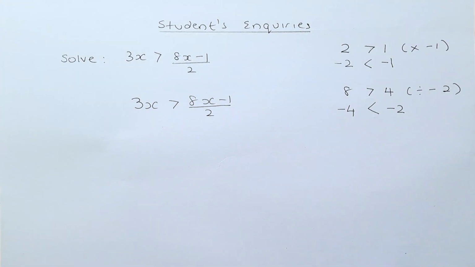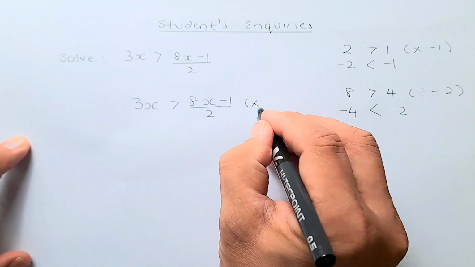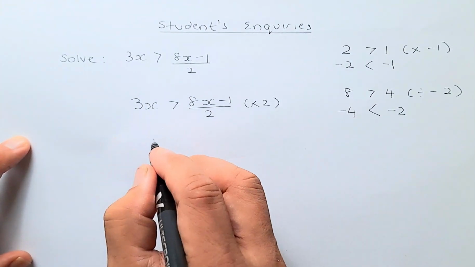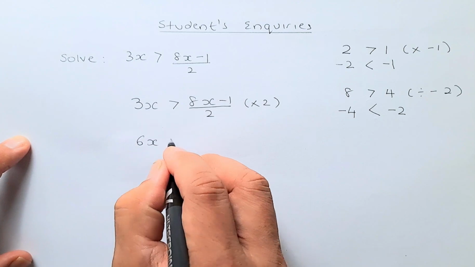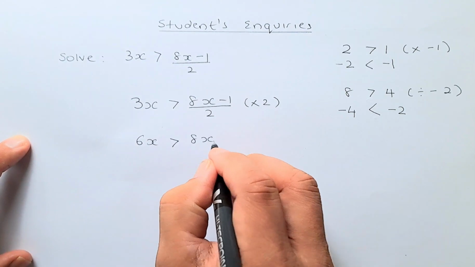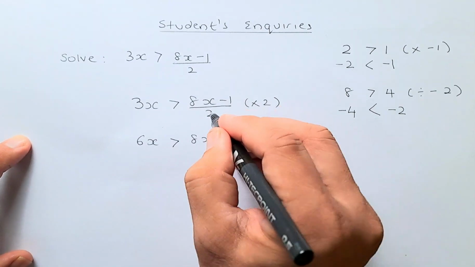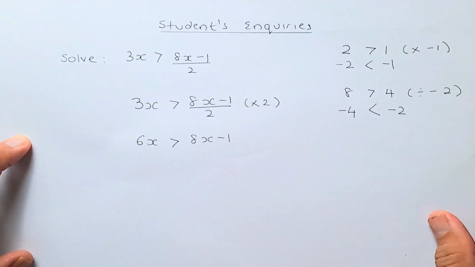So we treat it as though it is the equal sign. The first thing we do, we're going to multiply by 2 on both sides. When we multiply on the left hand side, it becomes 6x is greater than 8x minus 1, because the 2 and 2 cancel out.